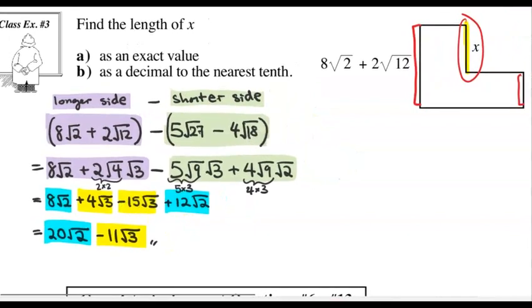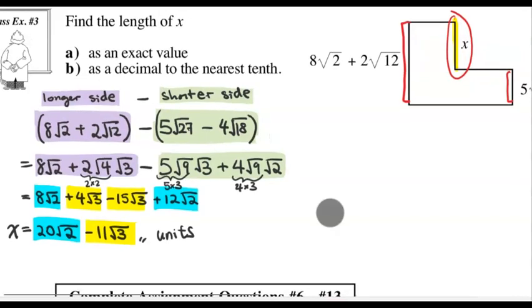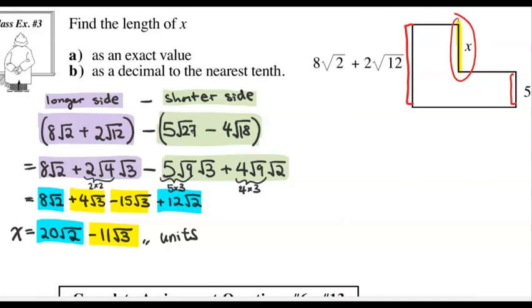It is a word problem here, so we've answered part A. This is the number of units that would represent x. And for part B, then you would just punch the whole thing in your calculator. And please do practice doing this. But the answer is 9.2 rounded to the nearest 10th. That's it.